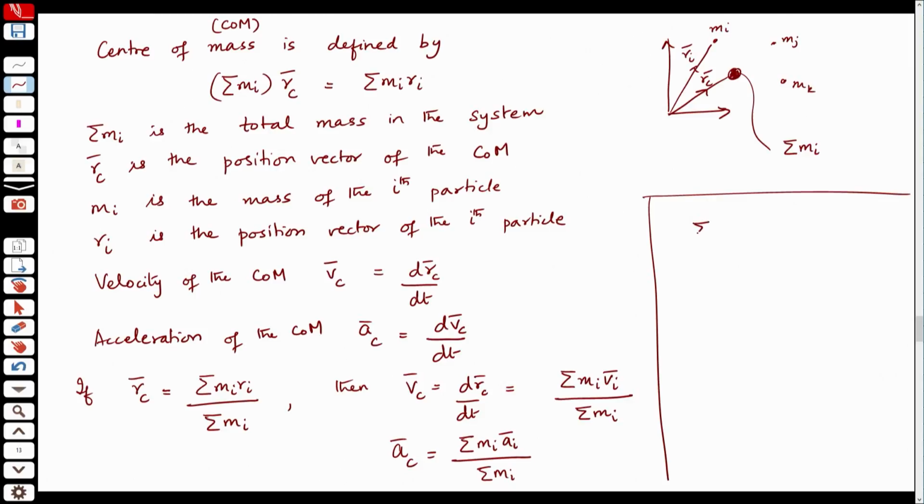Therefore, I got sigma Fi equal to sigma mi ai. Okay. So, from here I can write that this is equal to sigma of mi times the acceleration of the center of mass.